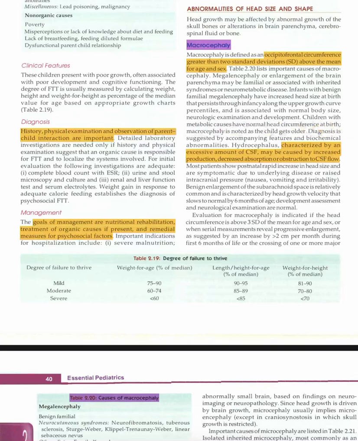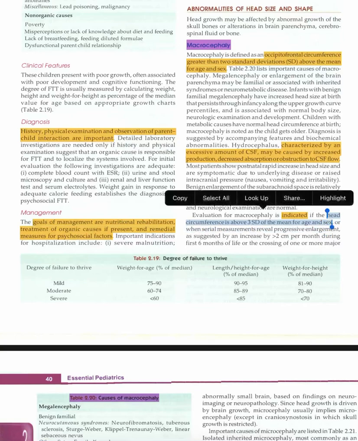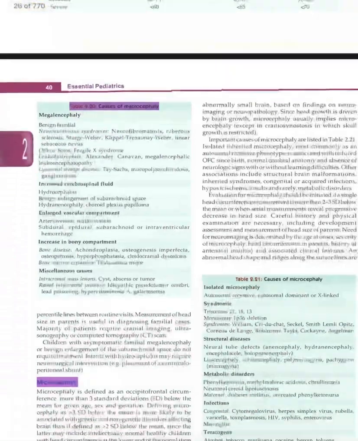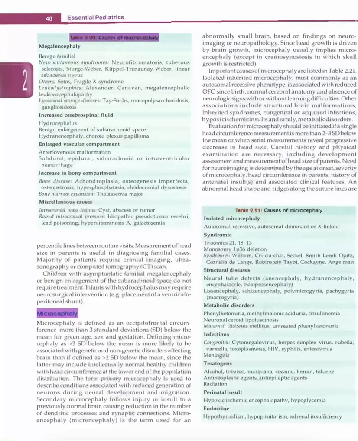Indication for evaluation is if head circumference is above 3 standard deviations of the mean for age and sex, or when serial measurements reveal progressive enlargement, as suggested by an increase of 2 cm during the first 6 months of life, or crossing one or more major percentile lines between routine visits. Measurement of the head size in parents is useful in diagnosing familial cases.